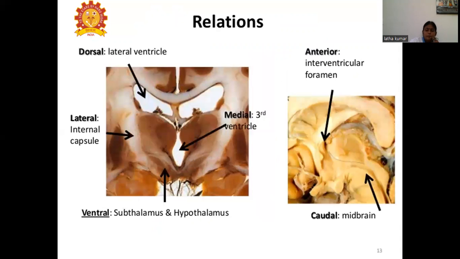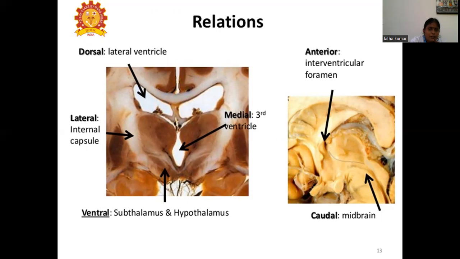The two poles are the anterior pole, which is just behind the interventricular foramen, and the posterior pole, which is expanded to form the pulvinar and lies just above the lateral and medial geniculate bodies. The superior surface is also known as the dorsal surface, and the inferior surface is also known as the ventral surface. In this picture you can see the lateral and medial surfaces.